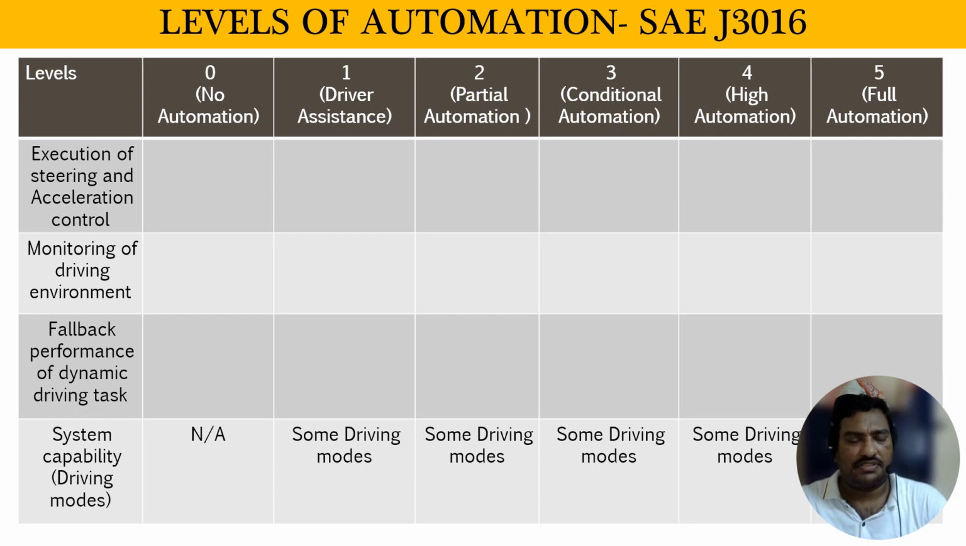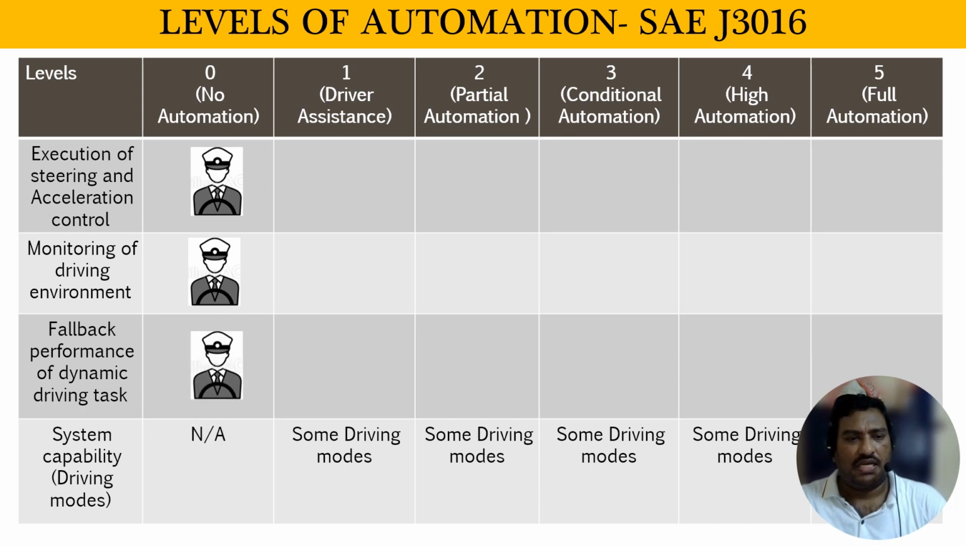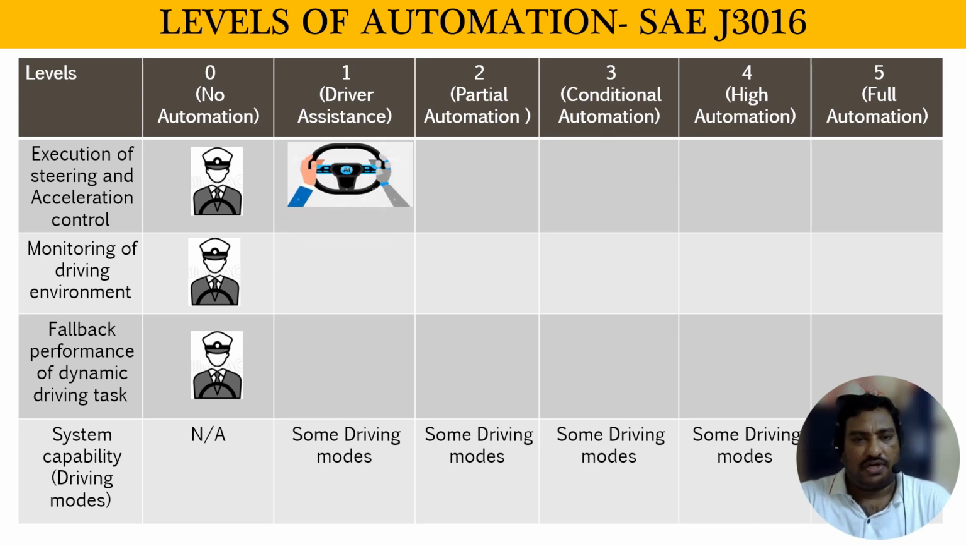Here the system is nothing but the autonomous vehicle's computer control. In level 0, the execution of steering and acceleration control is done by the human. The monitoring of the driving environment is also done by the human, and fallback performance of dynamic driving tasks is also done by the human. And for system capability, there is no system work since it is no automation. There is no involvement of the system.